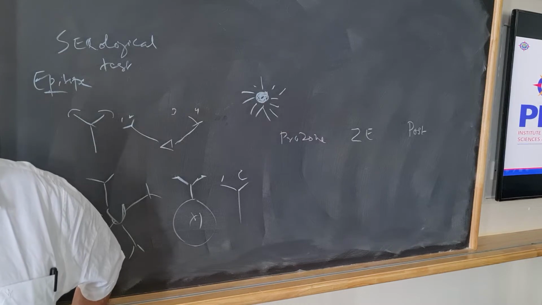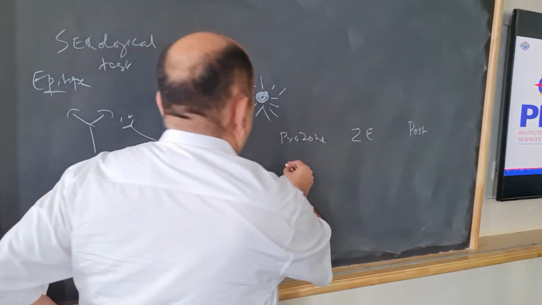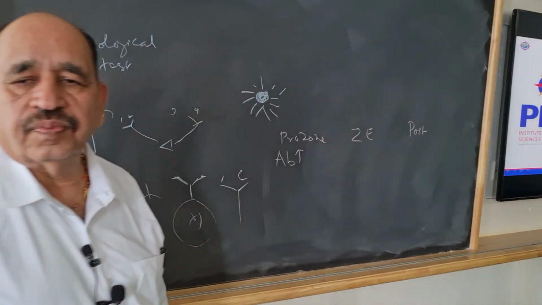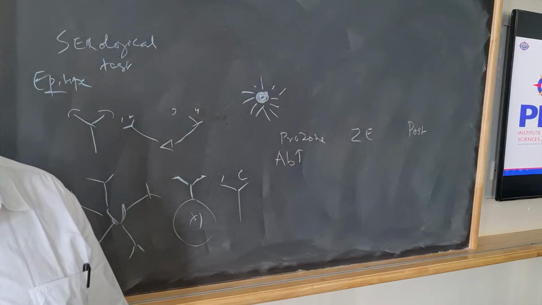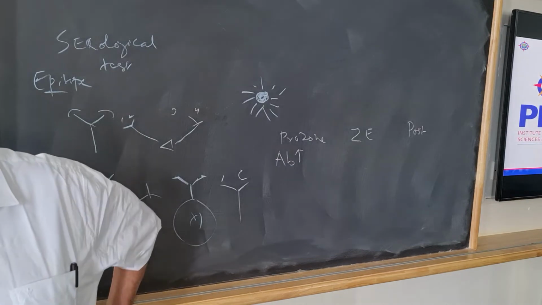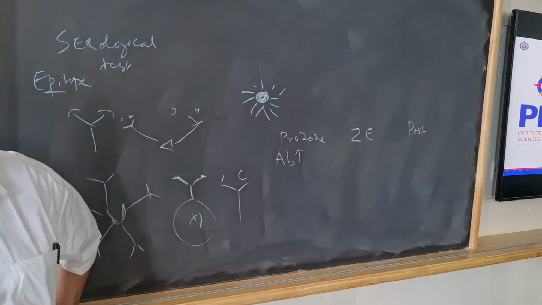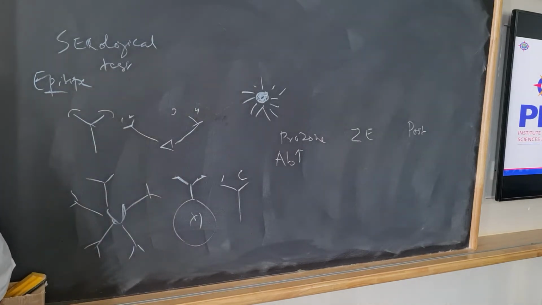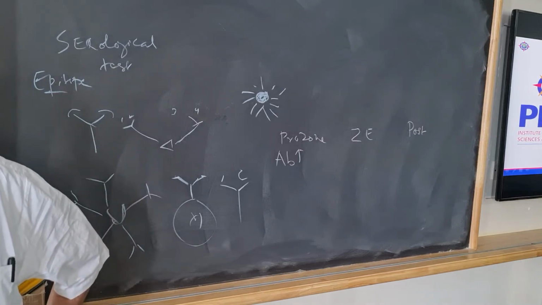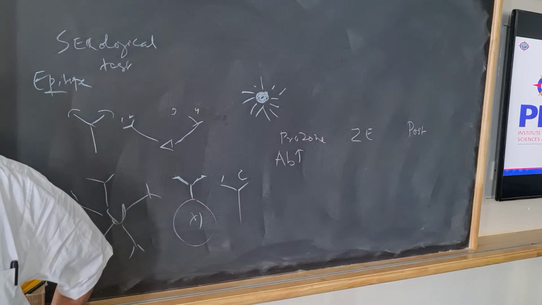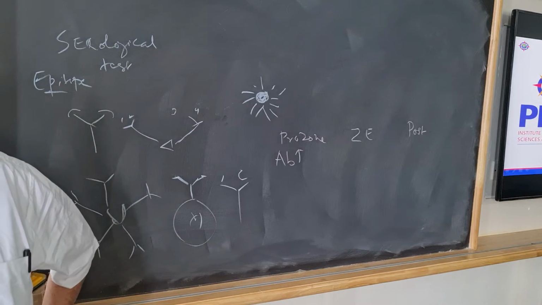What is prozone? Antibody excess. When antibodies are large in number, it is called prozone. Prozone, antibody excess. Postzone, antigen excess.